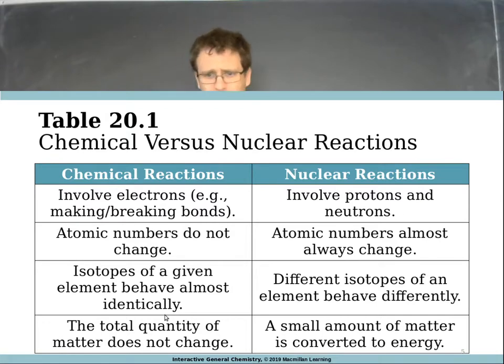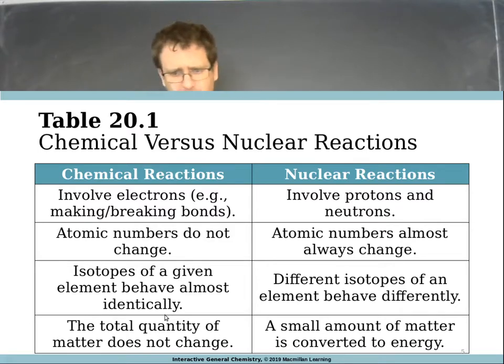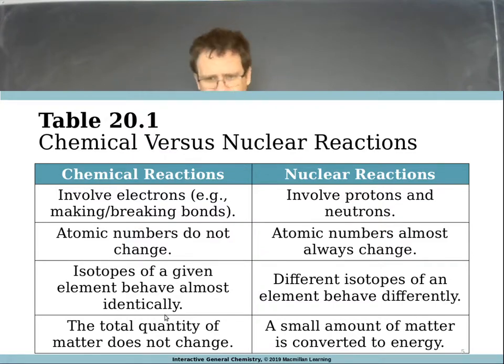Chemical reactions involve electrons either being shared or transferred, forming bonds, forming ions through the addition or removal of electrons. It's all about electrons. Nuclear reactions involve protons and neutrons, the other subatomic particles, and they really have nothing to do with electrons at all. Chemical reactions will not change the atomic number or the elemental identity of any atoms. Nuclear reactions actually change atomic numbers. You can transmute one element into another element, which is really interesting.